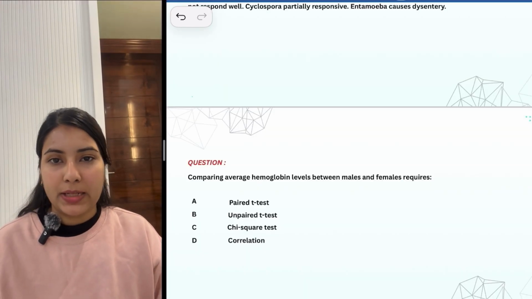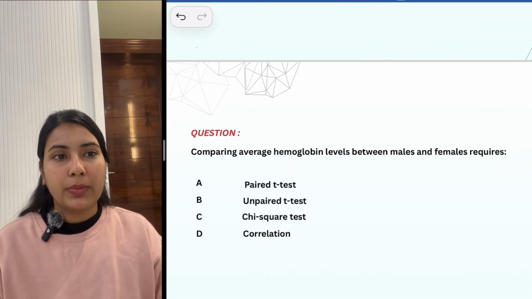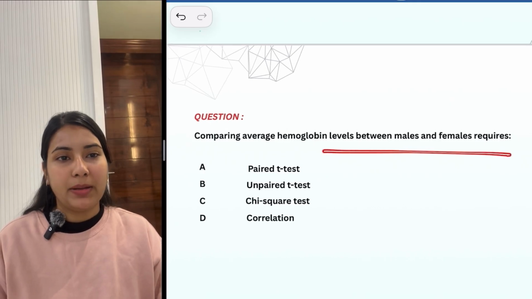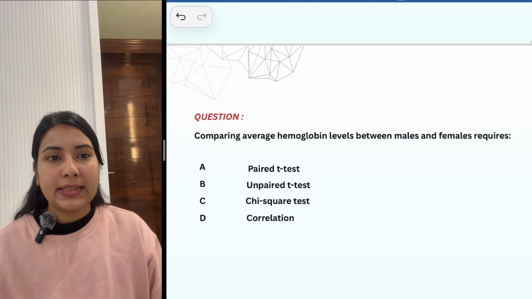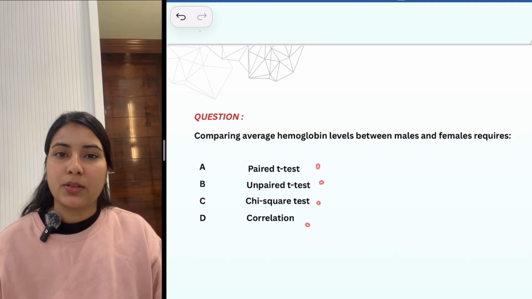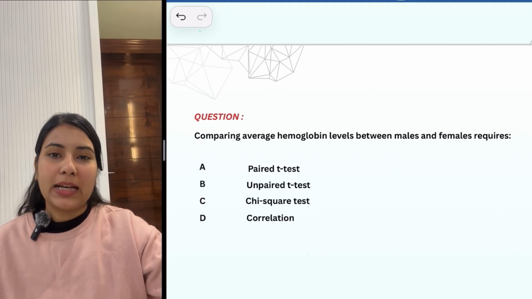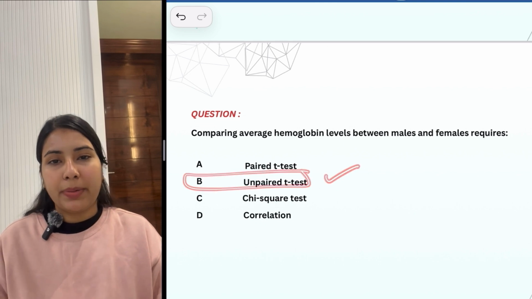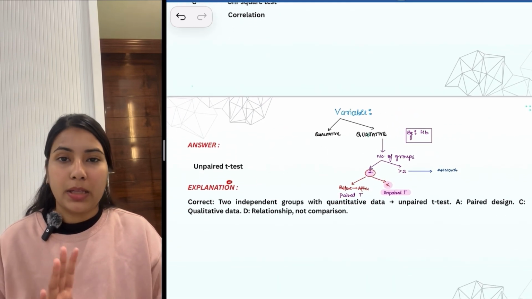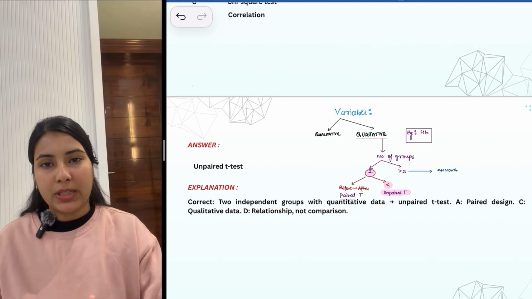Moving on to the next question. Now we have PSM. Comparing the average hemoglobin level between males and females, it requires, so it is a question of statistical test, a very important topic: paired t-test, unpaired t-test, chi-square test or correlation. We'll remember this. The answer here is unpaired t-test, because these are two independent groups and hemoglobin is quantitative data. Let's see how we proceed with these questions.